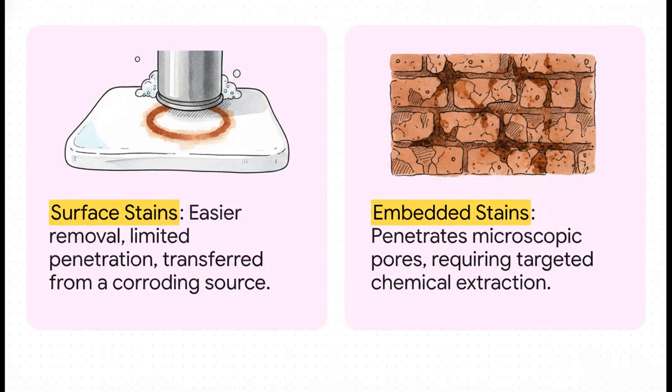Now, understanding the physical nature of the stain is what dictates your strategy. A surface stain, say a shaving cream ring on a porcelain sink, just sits on the top layer. That requires a vastly different, usually much milder, treatment than an embedded stain. Embedded rust actually penetrates the microscopic pores of concrete, stone, or fabric, which physically locks those iron particles right into the substrate. To treat embedded iron oxide, you have to use targeted chemical extraction to pull it out from within.